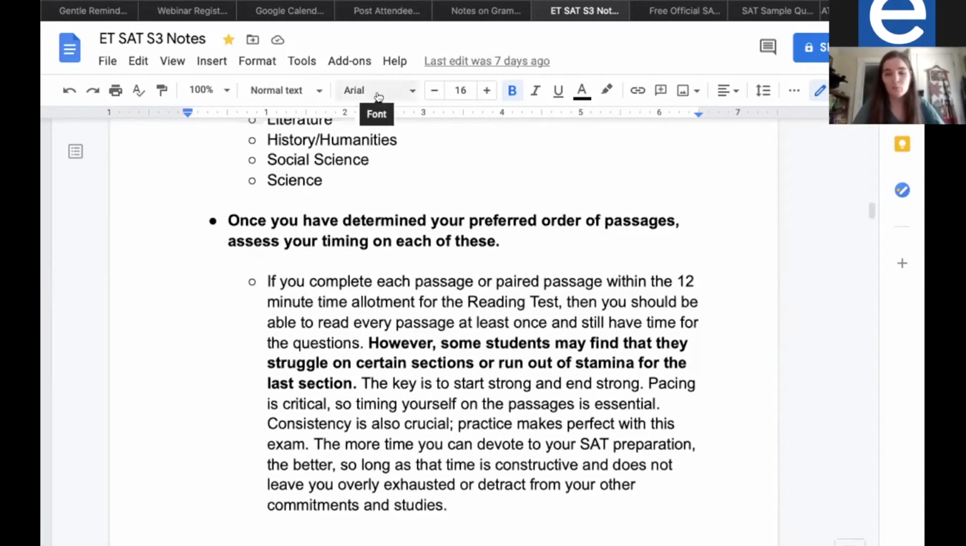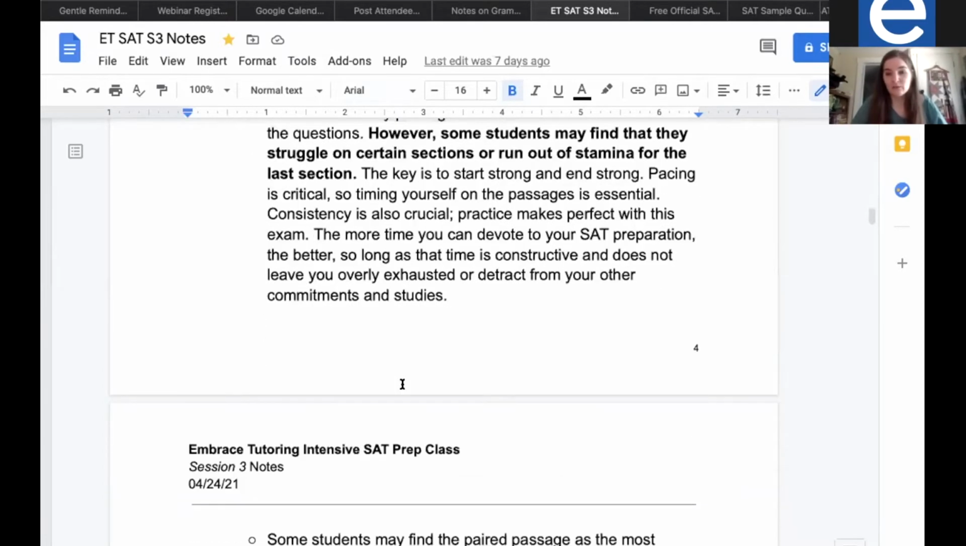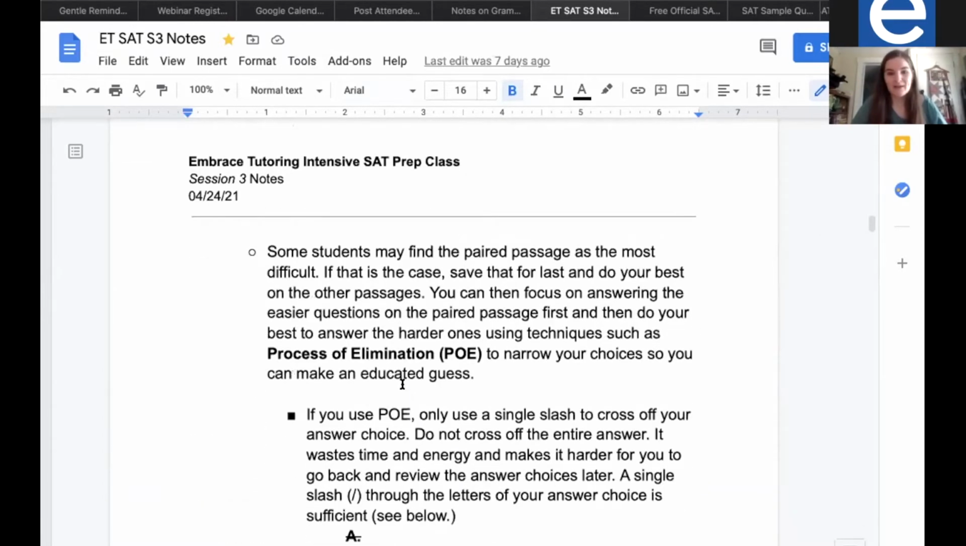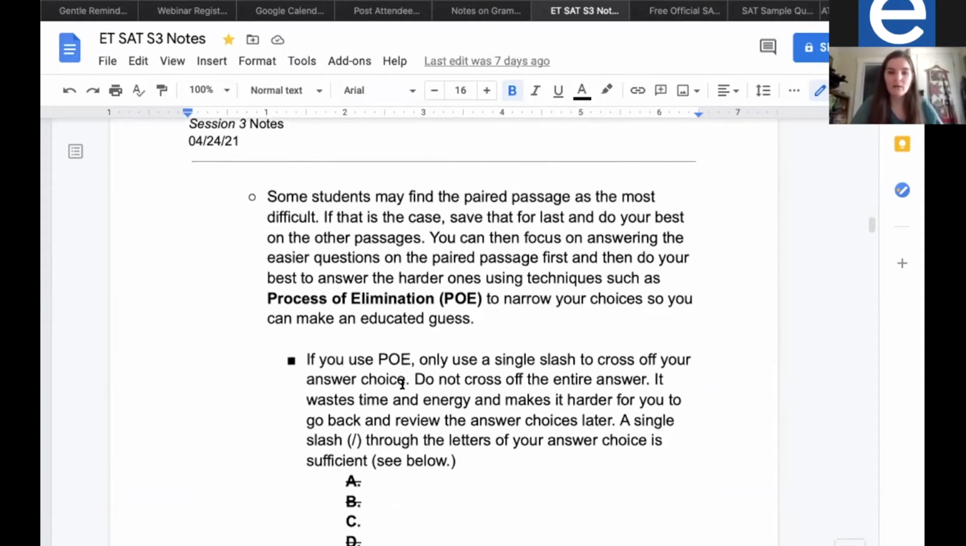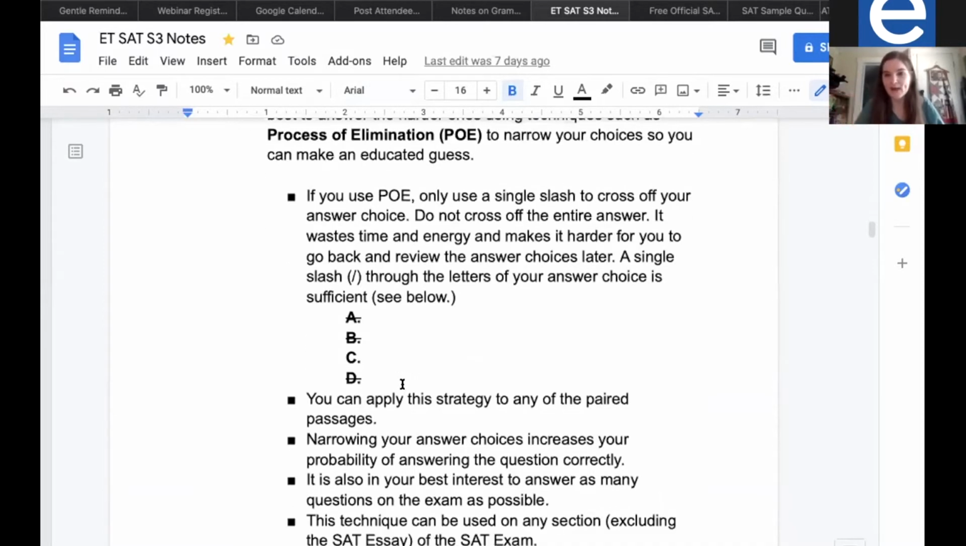Okay, with the exception of the paired passage, where you have 12 minutes to cover both passages in the paired section. Okay, all right. So that's one thing you needed to have done for today. I would have expected you to do that in the analysis I asked you to do of your previous practice tests, and also to familiarize yourself with the concepts we talked about, like process of elimination, using only a single slash when marking off, and only marking off the letter when you're doing your answer choices.